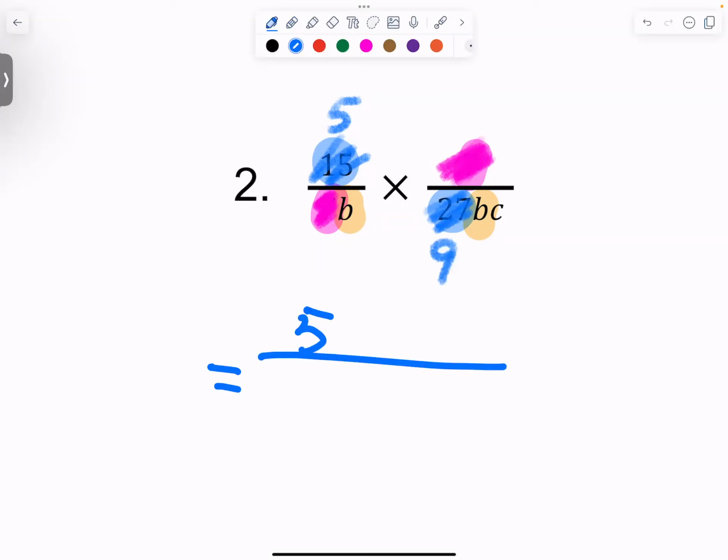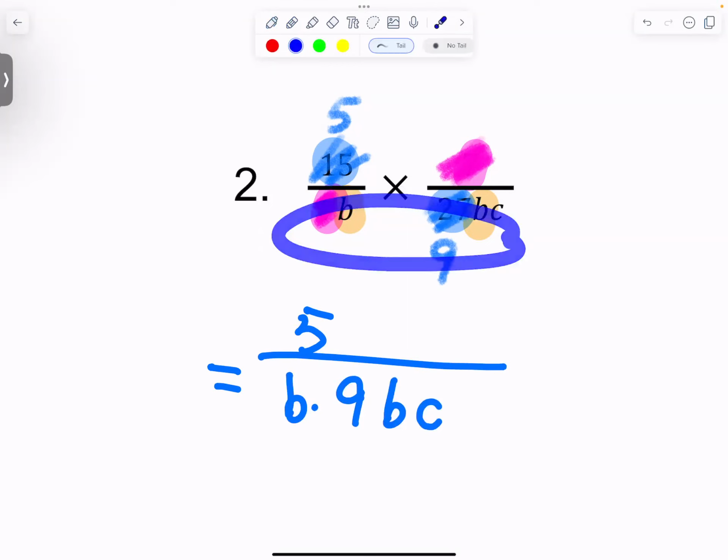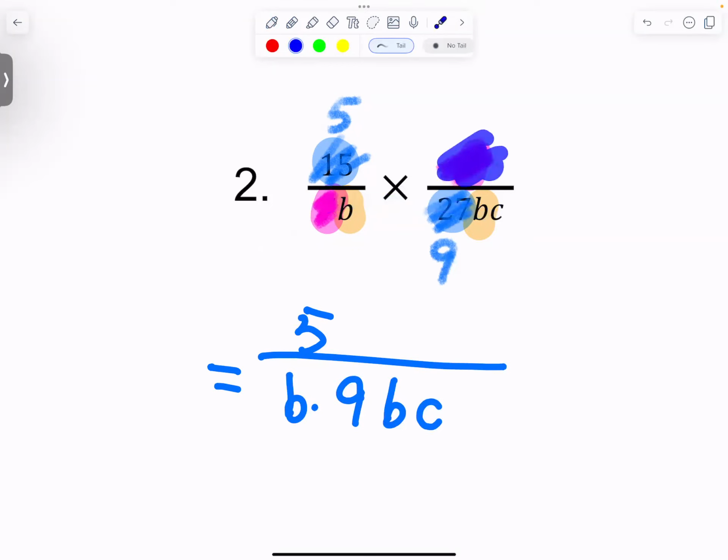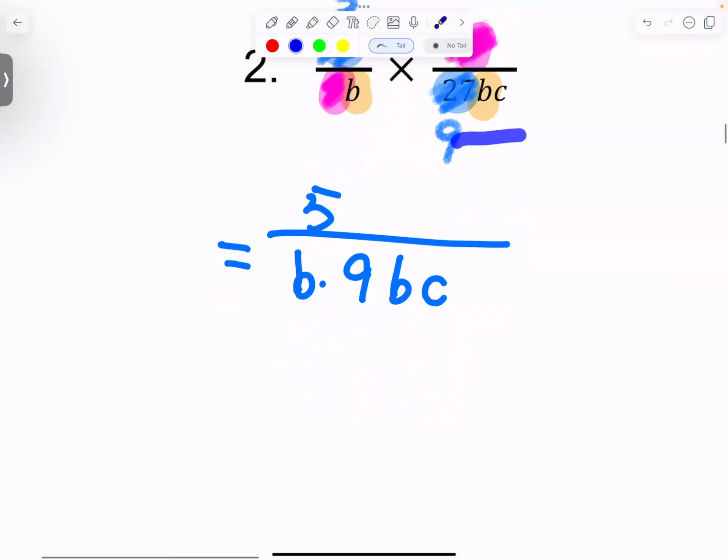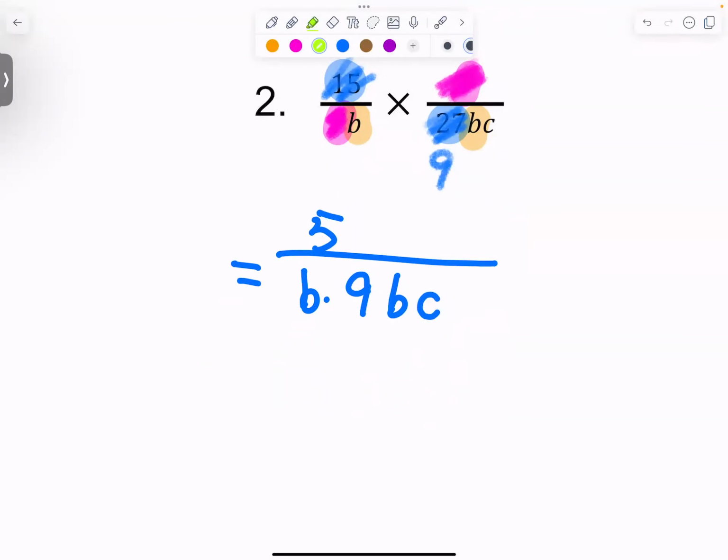5. And the downside, we have B, we have 9, B, C. So you can basically combine everything together. So upside, there's nothing left, so nothing to write there. And here only 5 is left because 15 and 27, you simplify them. So 5 over 9. And the downside here, we have B in front. And then multiply, you can use the dot, you can use it as a sign or anything, and the 9BC. Is this done? Nope, actually. Because if we notice, the downside, we have some similar unknowns, same unknowns. We have a B here, we have a B here. So you have to simplify that as well.